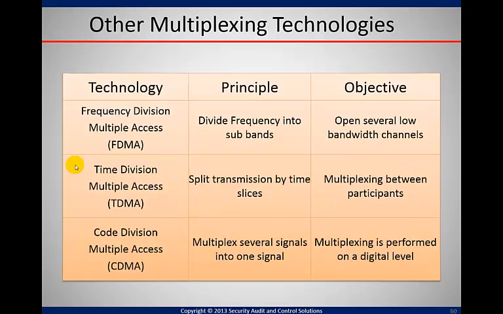Other multiplexing technologies include frequency division multiple access, FDMA. The principle there is to divide frequency into subbands, and the objective is to open several low bandwidth channels. Time division multiple access, TDMA, which splits the transmissions by time slices, and multiplexing between participants. Then code division multiple access, which multiplexes several signals into one signal, and multiplexing is performed on a digital level.